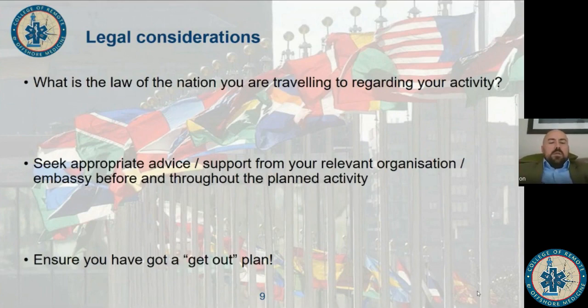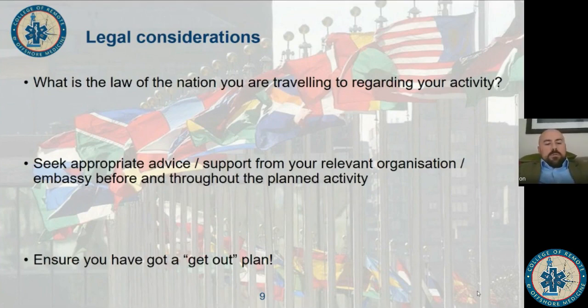I think if you are part of a bigger organization setting something like this up, you should seek the appropriate advice both from that organization, but also from your embassy if you're moving abroad, well in advance of this activity that you're going to do, and certainly throughout that activity, and maybe even in some cases afterwards as well.